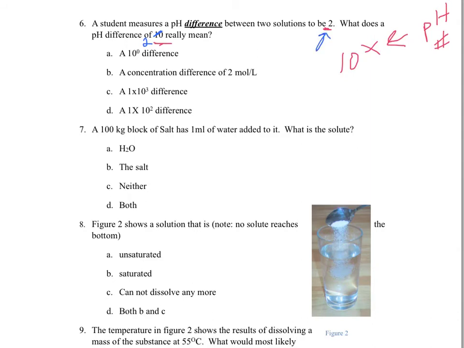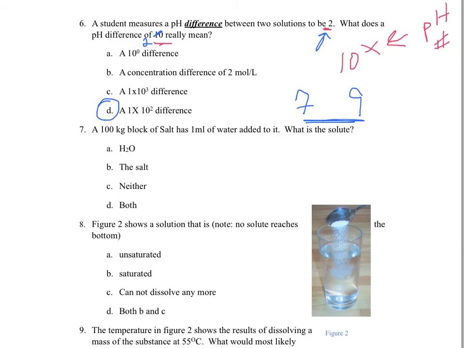What does a difference of 2 really mean? It means you're dealing with something that has a 10 to the second difference. So that's a 100 difference between the two of them. So if you have a pH of 7 and the other one has a pH of 9, the difference between them is not 2, it's 100, right? Because each time you take it up a notch, you're increasing it by an order of magnitude.